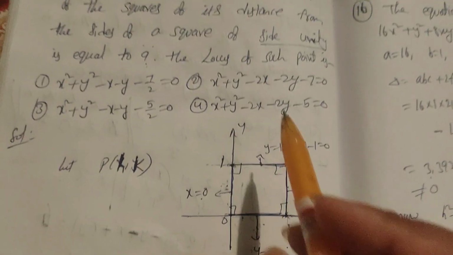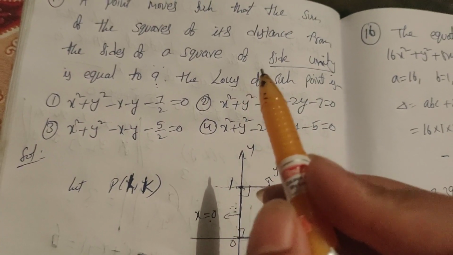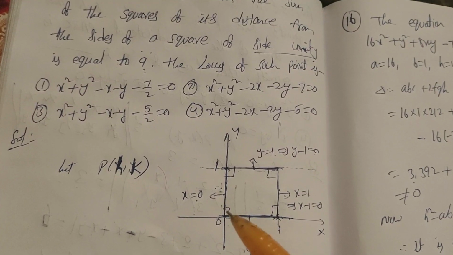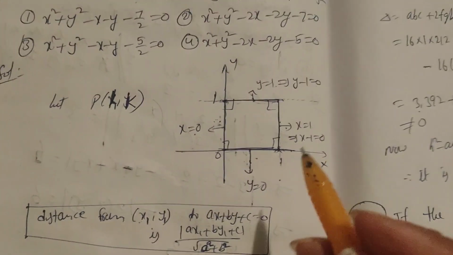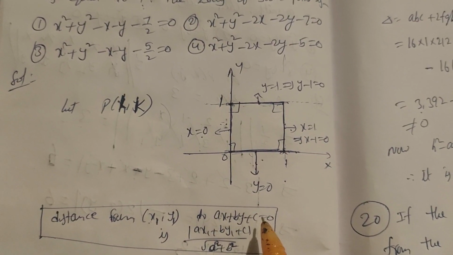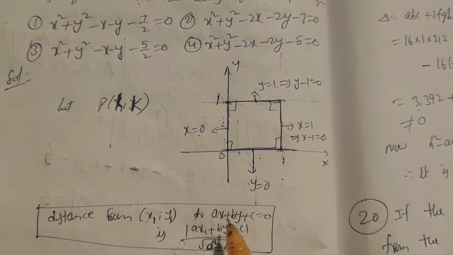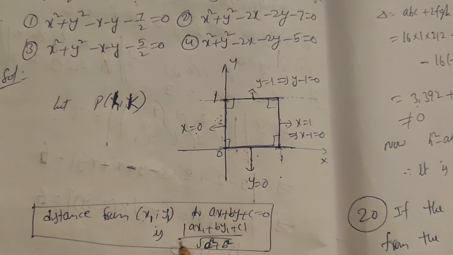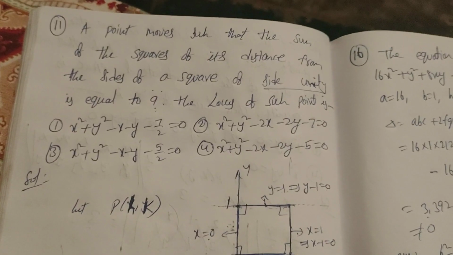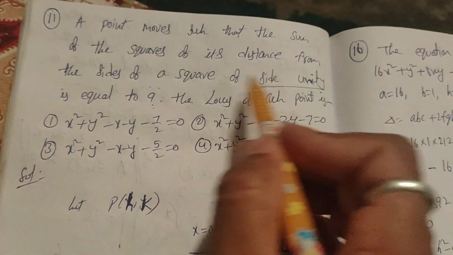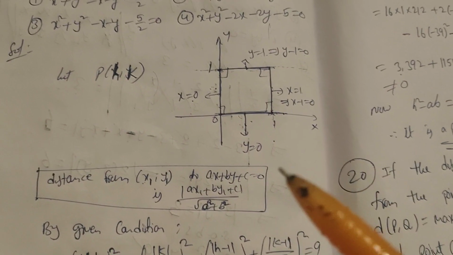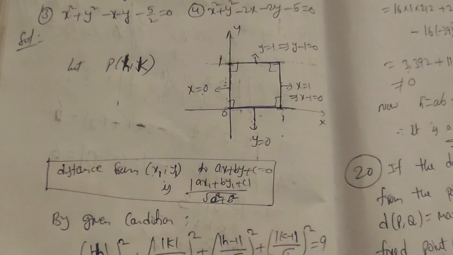Now, according to the given condition, he is asking about the distance from any point to these lines, the sum of the squares of the distances. The distance from x1 comma y1 to the line ax plus by plus c is equal to 0 is modulus of ax1 plus by1 plus c by root over a square plus b square. He is asking for the squares of its distances from the sides of a square. So first you find the distances, take the squares and add them.